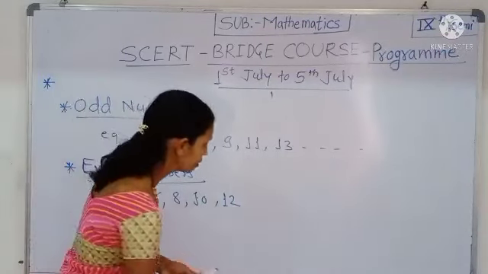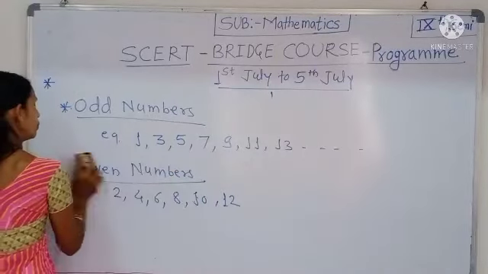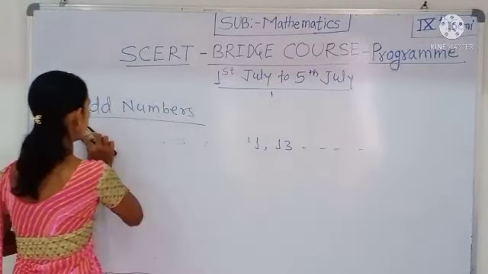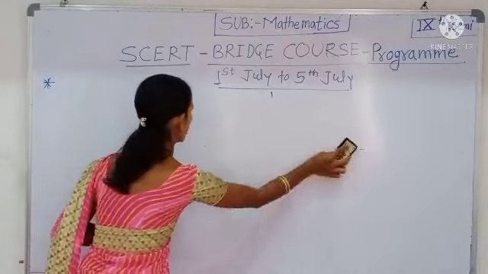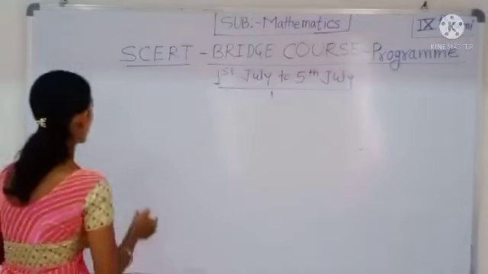Then there are a few different types of numbers. That is prime numbers.